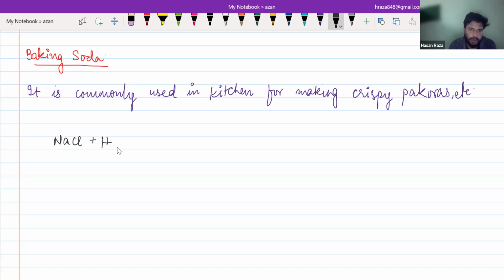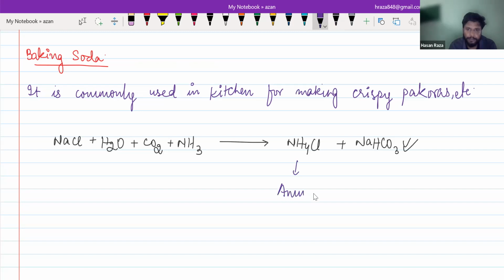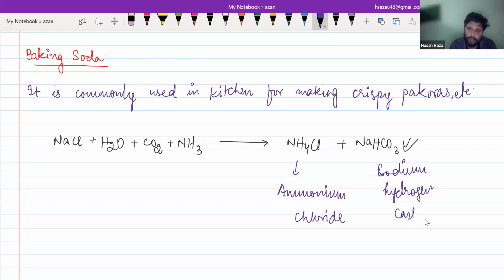NaCl in the presence of water and CO2, carbon dioxide, as well as ammonia. So after reacting these four reactants, we will get ammonium chloride, that is NH4Cl, plus NaHCO3, and this is your baking soda. And this is ammonium chloride. And this is baking soda. Baking soda, that means sodium hydrogen carbonate, or sodium bicarbonate, we can also call it.